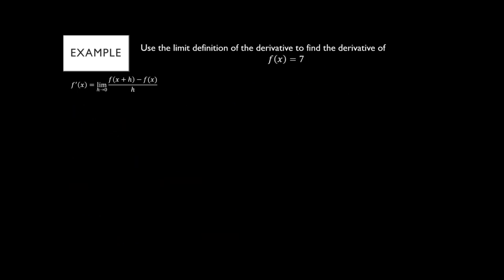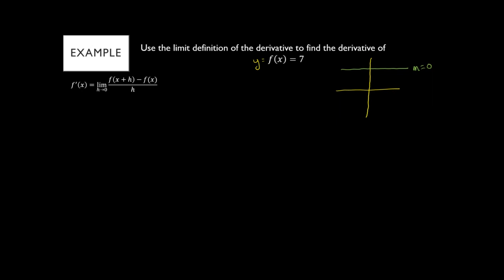Okay. So this is an interesting one. And so this is f of x equals 7. So if we were to think about what this is representing, f of x is the same as y. So this is basically just a horizontal line going through 7. And slopes of horizontal lines are equal to 0. So because the derivative is the slope of a line, when we do the math here, we better end up with 0. If we don't, then we made a mistake.